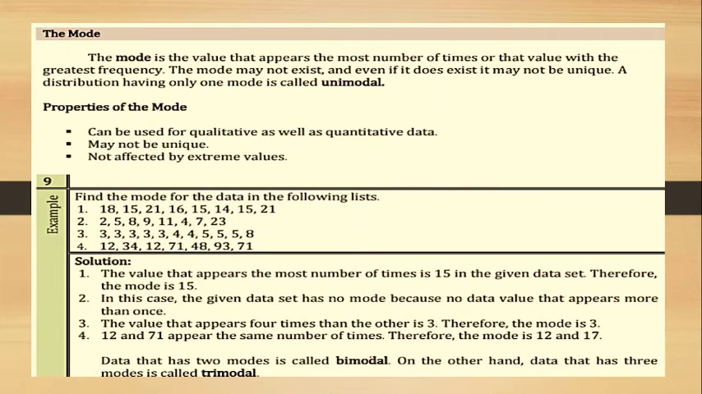Mode. The mode is the value that appears the most number of times, or the value with the greatest frequency. The mode may not exist, and even if it does exist, it may not be unique. A distribution having only one mode is called unimodal. The properties of the mode: it can be used for qualitative as well as quantitative data, may not be unique, and is not affected by extreme values. So, we have here an example.